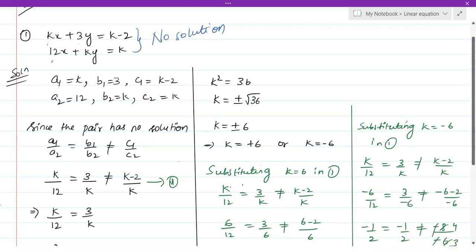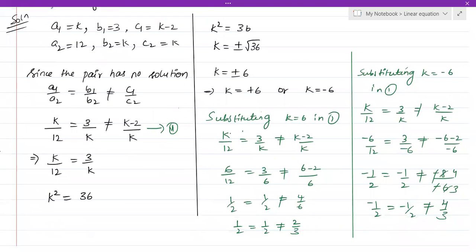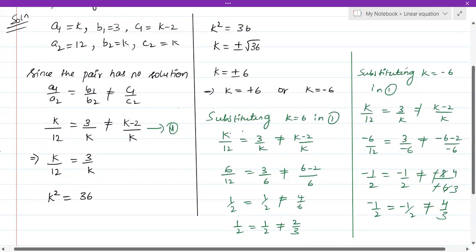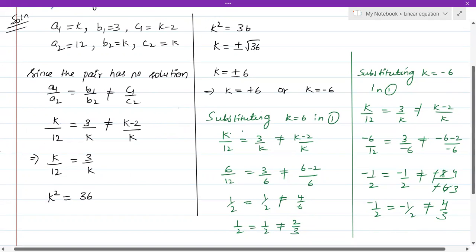So as you can see, since the pair has no solution, what is the condition for no solution? A1 by A2 is equal to B1 by B2, but not equal to C1 by C2, isn't it? That is the condition. Using this condition, substitute the values: A1 value is K, A2 value is 12, B1 value is 3, B2 value is K. Substitute all the values. Now here, we'll take this as equation 1.